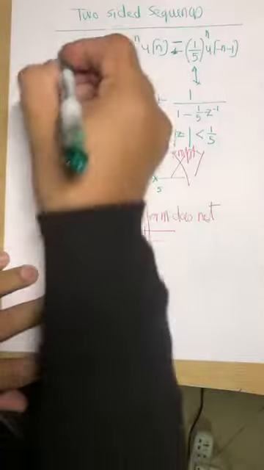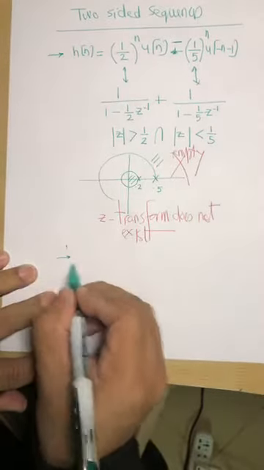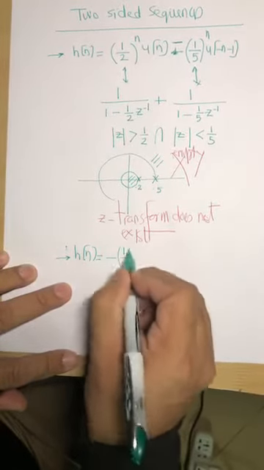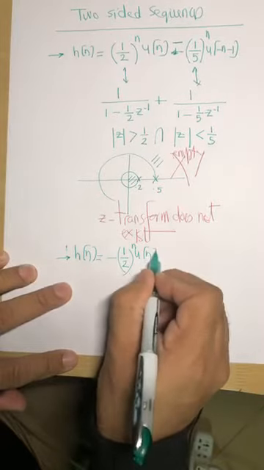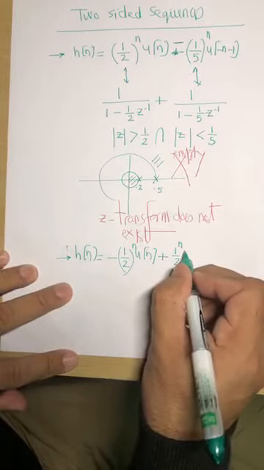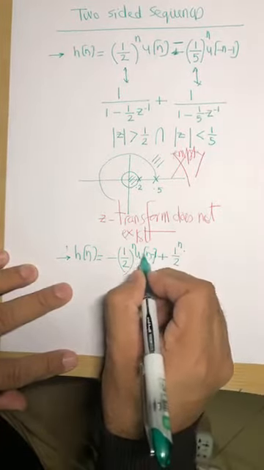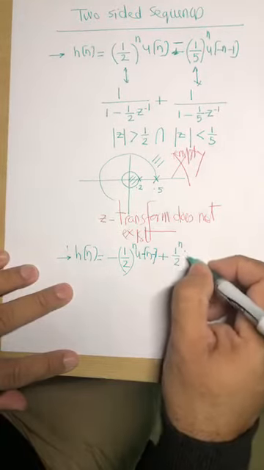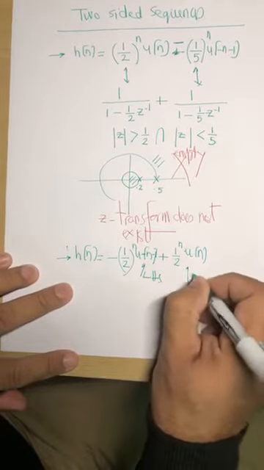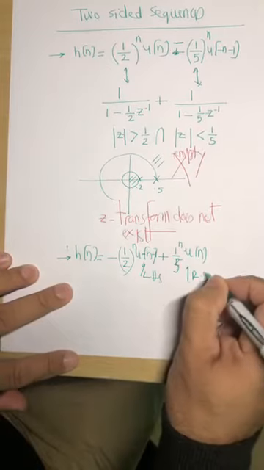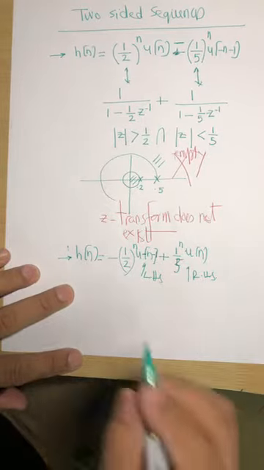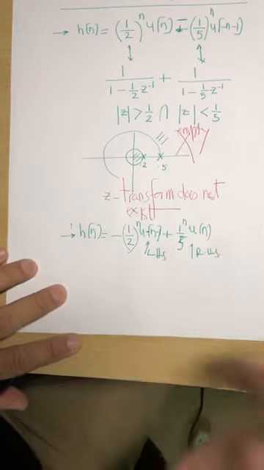But on the other hand, if instead of this you have h of n equal to minus 1 over 2n u of minus n minus 1 and 1 over 2n u of n. So you make this the left hand side sequence and this the right hand side sequence. Same question. Now we have changed the sides of the sequences.